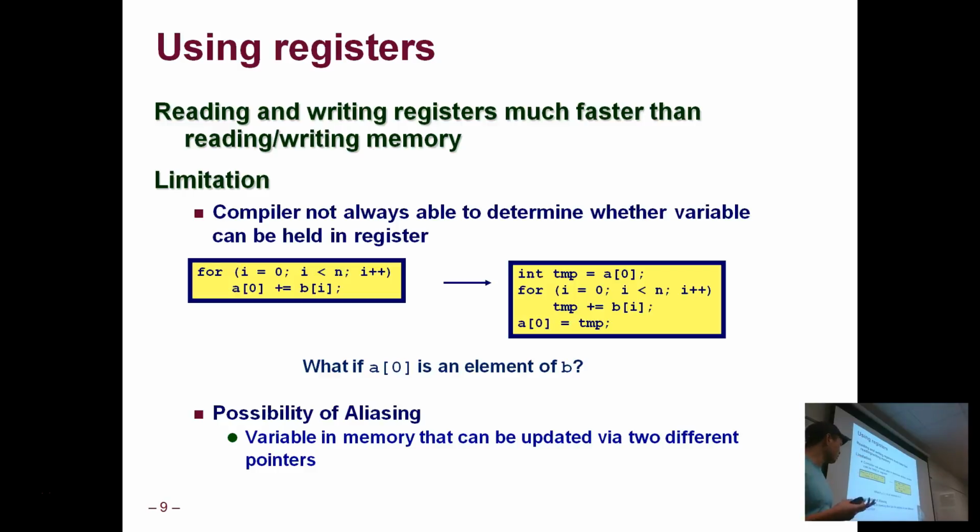So this is your alias. And because of that, the compiler is not going to make this optimization until you tell it that these two things are completely separate. We'll talk about how you could tell the compiler that in a second. But this will definitely tell the compiler, hey, this is a temporary variable. I know I can use a register for that.